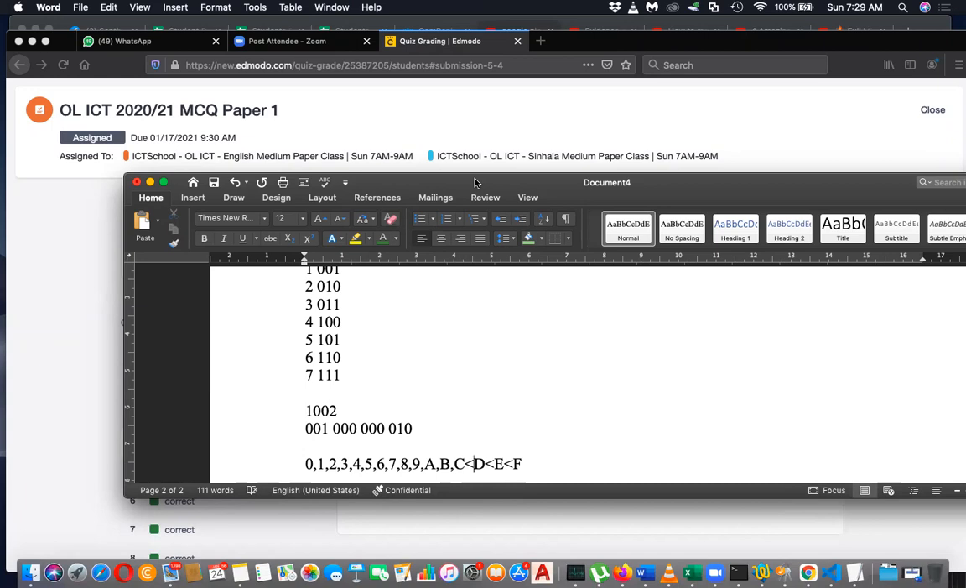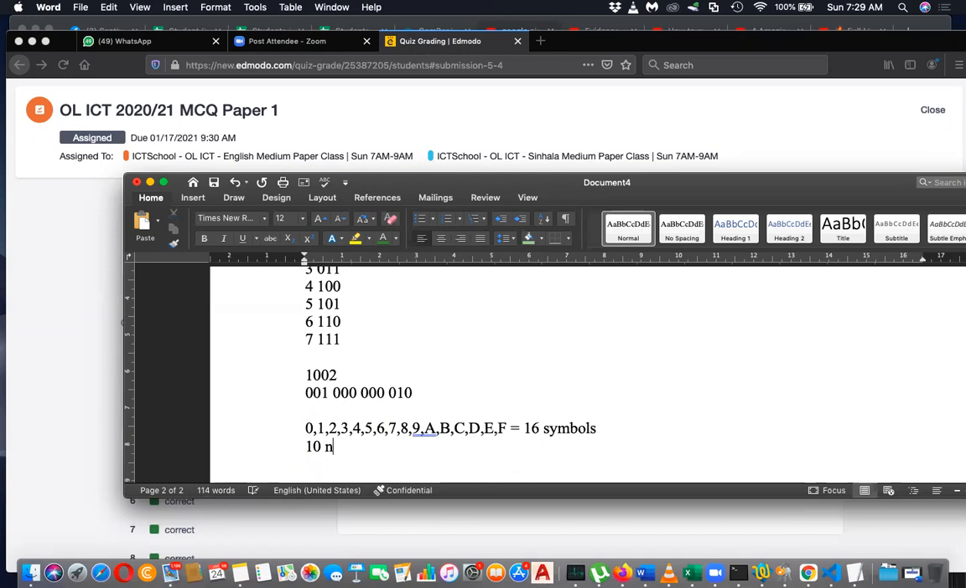So this is how you mark the symbols in base 16. Altogether, how many symbols? 16 symbols. Because 0 to 15 altogether it is 16 symbols. But 10 numerical and 6 alphabetical.